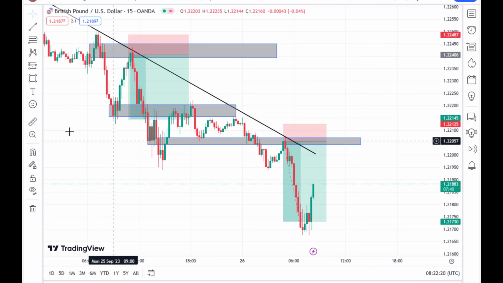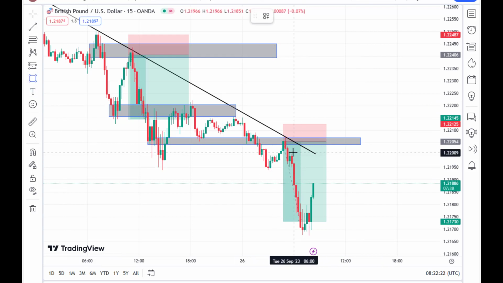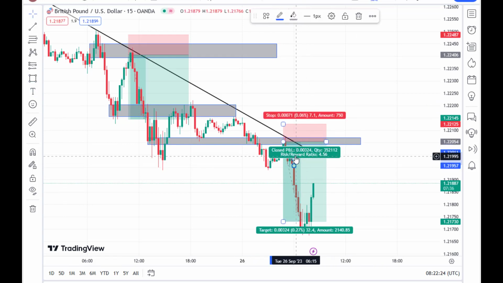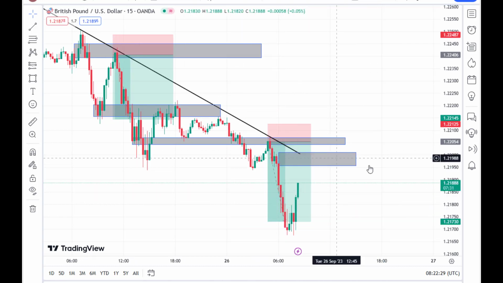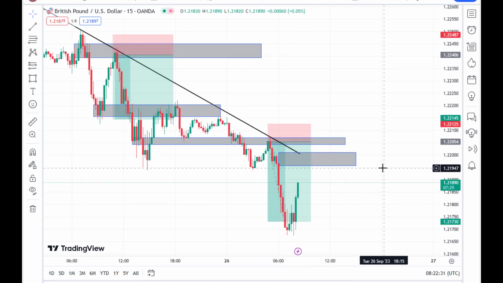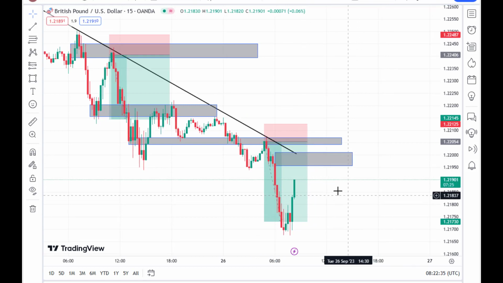Then if you look at it critically, this is a supply zone here, because we have this as the last bearish candle. By the way, if you have not seen my video on supply, make sure you check how to trade these zones properly, identifying high probability setups.